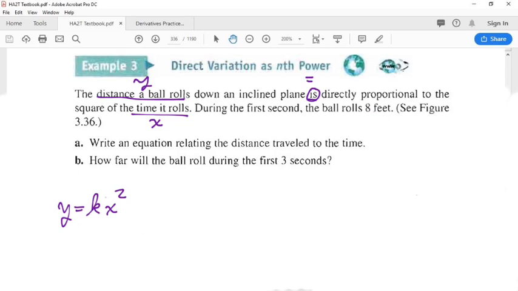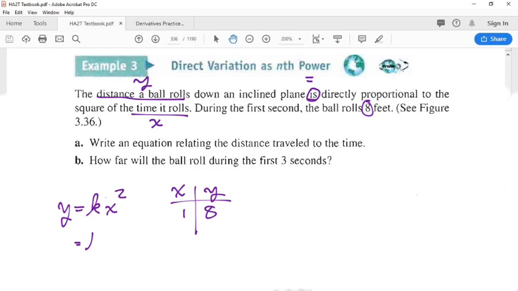Which variable would 8 be representing here? Hopefully you said that's a y value. So if we were to make a table of values, your y would be 8. The x, that's your time, the time it rolls. So that would be the first second, so that would be 1. Write an equation relating the distance traveled to the time, which we almost got right here. We just need to know what the k is.